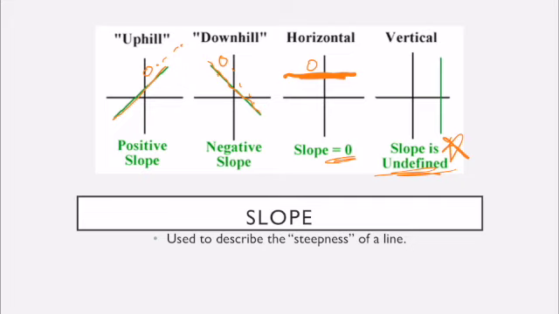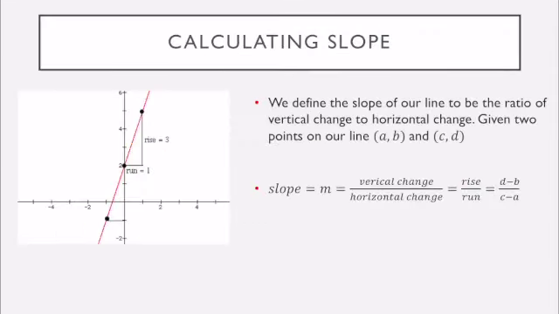Well, remember, a number is undefined if you had to divide by 0. Can you divide by 0? No. This does not exist. We calculate slope by looking at the ratio of vertical change, which is our rise, over our horizontal change, which is our run.